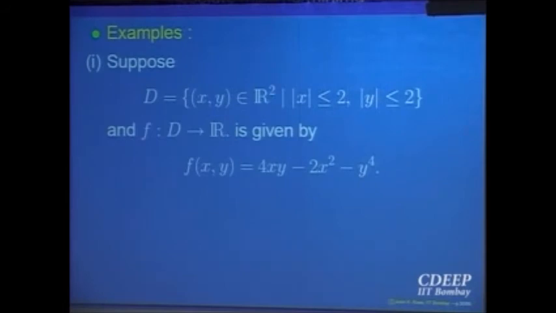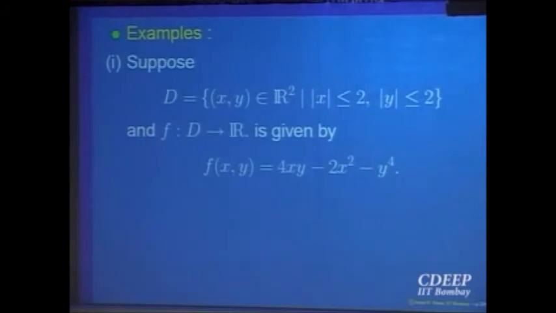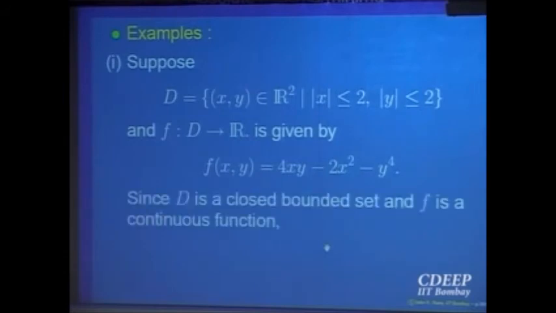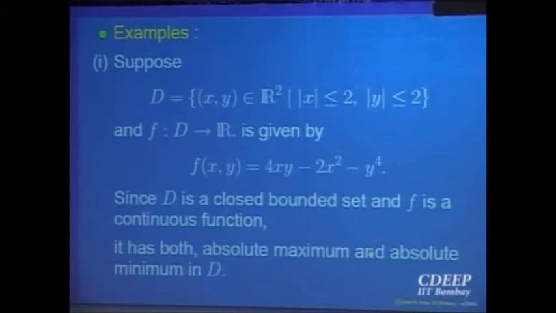So how will you find it? Analyze the function separately on the boundary. What is the boundary of this domain? The 4 sides of the square, that is the boundary. These are not points now, right? They are curves. And the interior of the square. So let us analyze. For the interior of the square, we have to only find the points where the first derivatives are equal to 0.